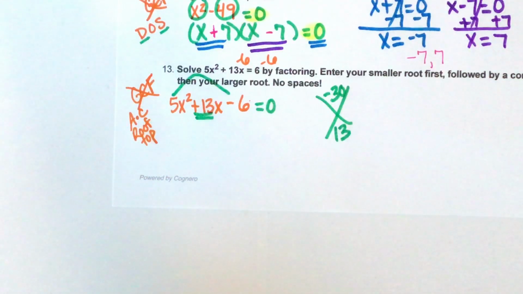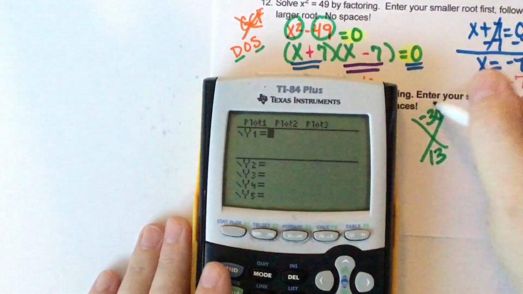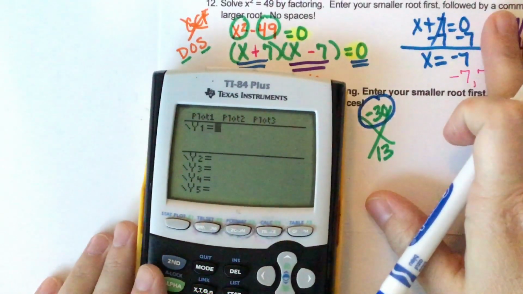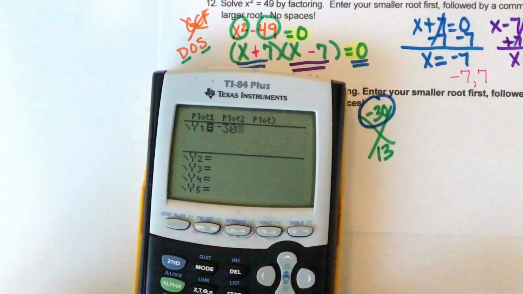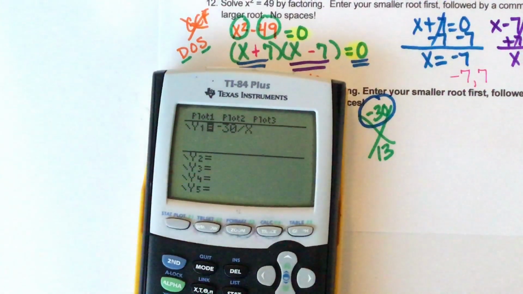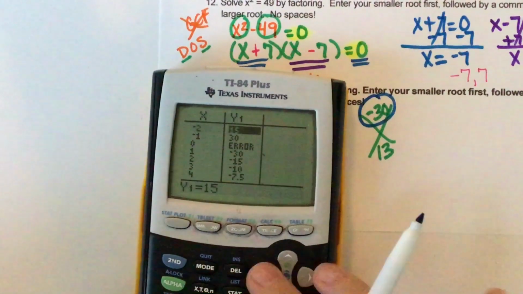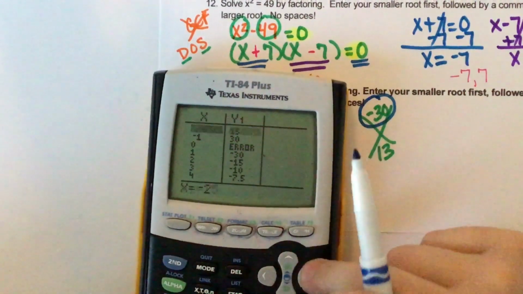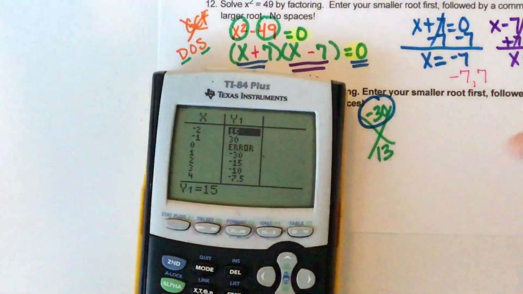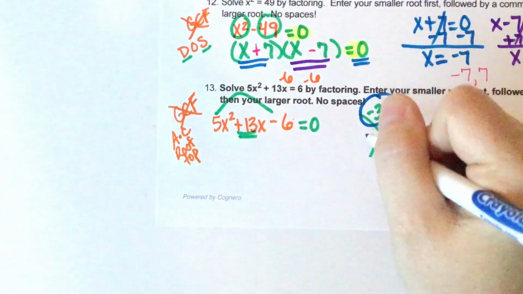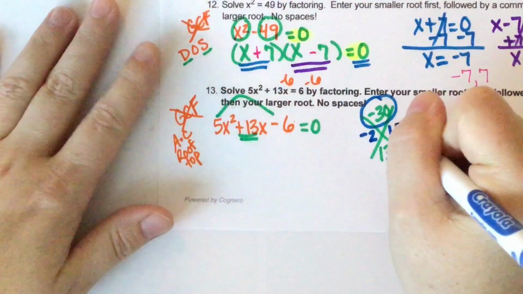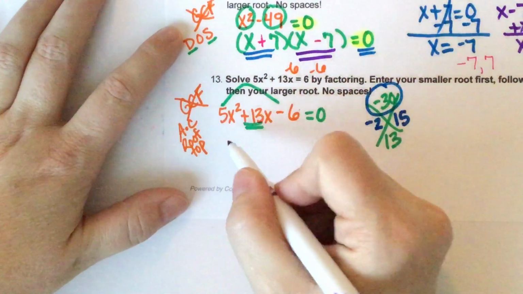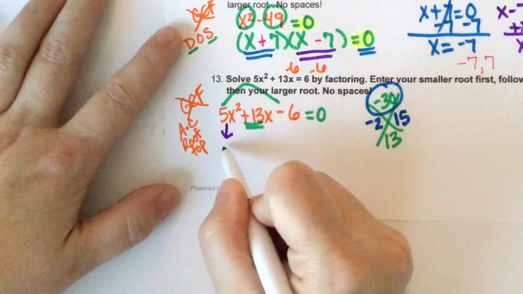Okay, if you need calculator assistance, you type into your y equals what you want them to multiply to be, which is negative 30 divided by x. Then you go to your table and you hunt for the two numbers across from each other that add to make 13. And these happen to be the ones. Negative 2 plus 15 is 13. Okay, so it's a negative 2 and it's a positive 15. All right, so now I'm going to drop, replace, drop. Drop the 5x squared.